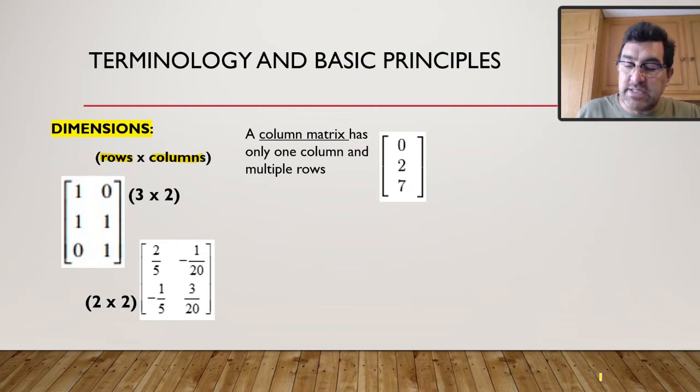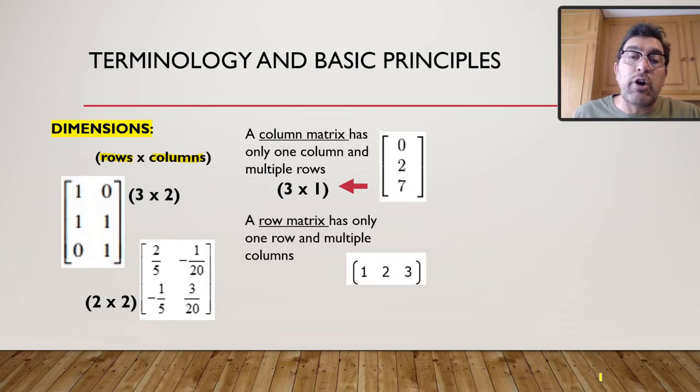So that matrix up there is represented as a 3 by 1 matrix. There's 3 rows, 1 column, and that's why we call it a column matrix. Now a row matrix has 1 row and multiple columns. That particular one has 1 row and 3 columns, so it's a 1 by 3 matrix.